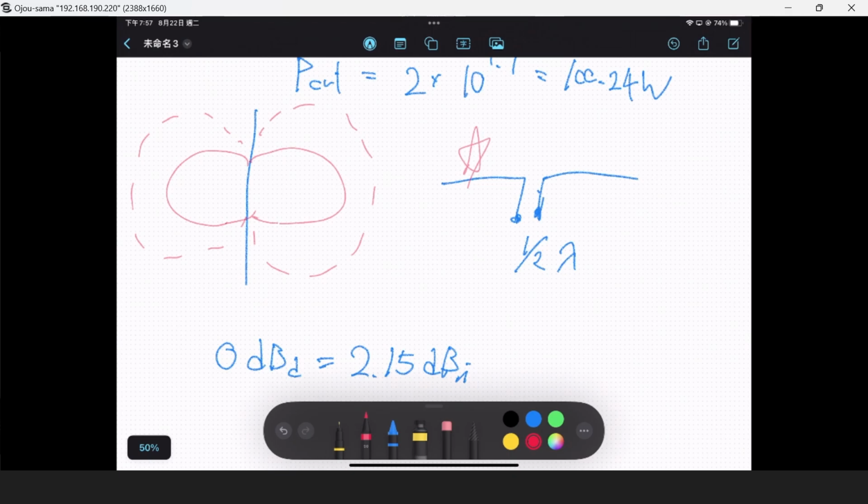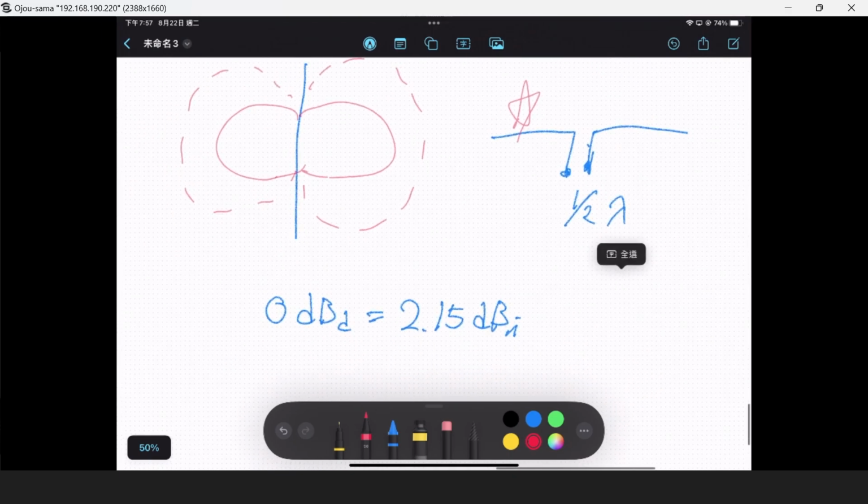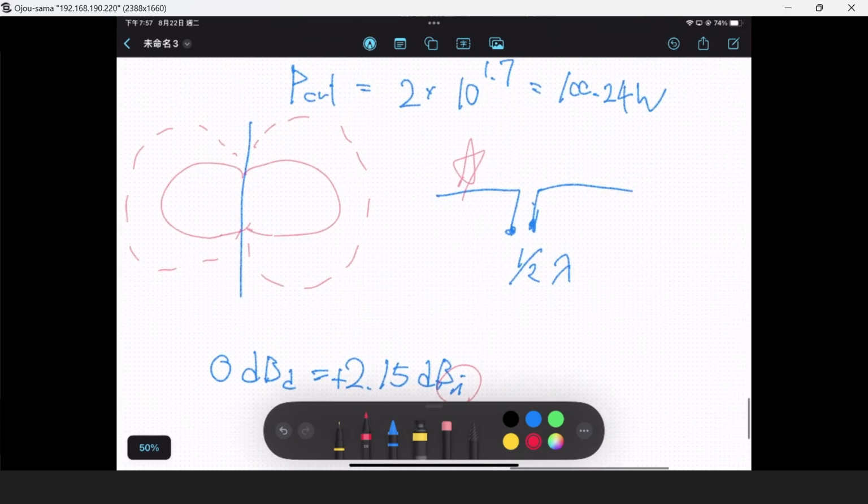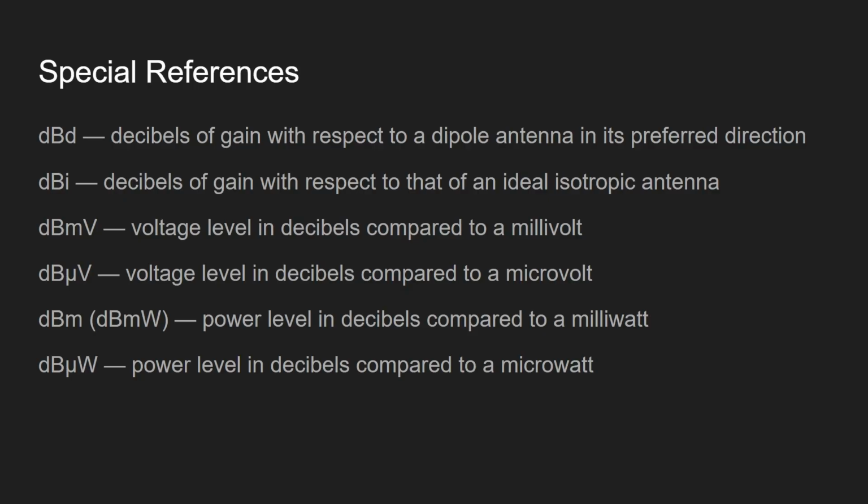So if you see an antenna saying that it has a 2.15 dB gain, but you see that it is dBi here, this means there's no gain. It's just a normal antenna. If they don't mention it, treat it as a dipole. But if they mention it, you have to realize which one they are talking about. They may trick you, but I'm not sure. But you should know this.